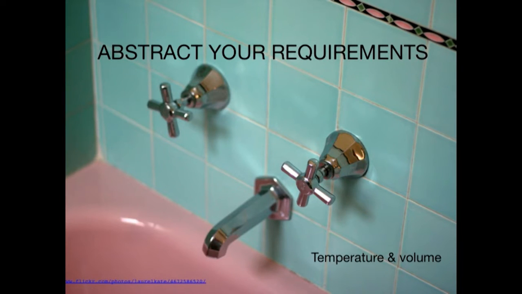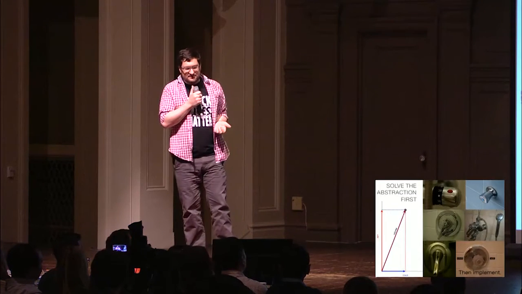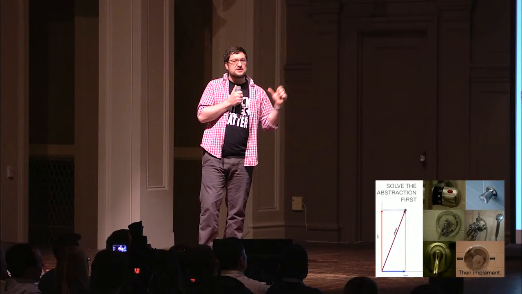Abstract your requirements. Nobody wants about this much hot water and about that much cold water. What we want is the right temperature so that we're comfortable in the shower or in the bath, but we're stuck with this physical implementation of these knobs. Really, though, we want the right temperature and some volume. Once you've got that, you can solve the abstraction.